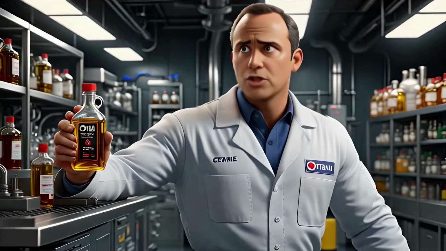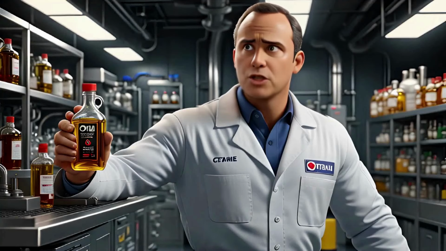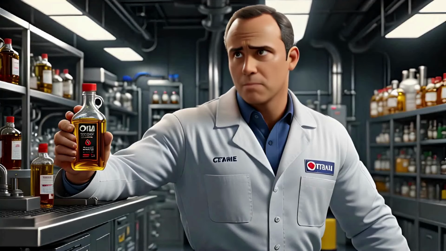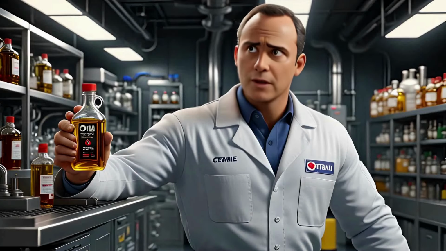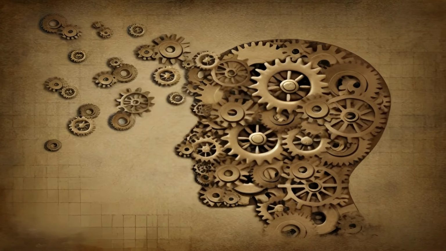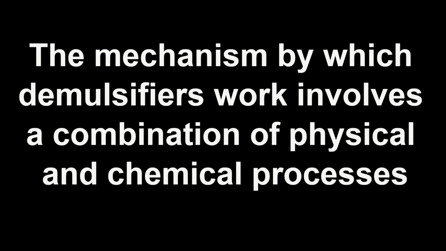Now, what about emulsion? An emulsion is a dispersion of droplets of one liquid in another liquid with which it is immiscible, for example, oil and water. The mechanism of demulsifier: the mechanism by which demulsifiers work involves a combination of physical and chemical processes.